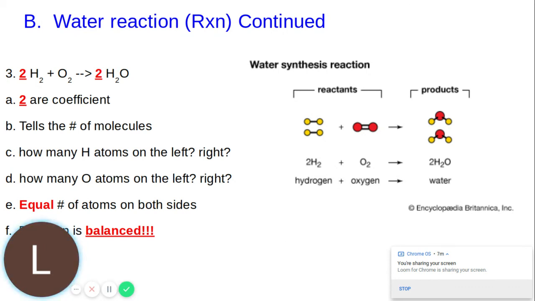So that is how water is made. Looking at it at a molecular level, we see the full balanced chemical equation for how water is made, taking the diatomic molecules, hydrogen and oxygen, adding them together to get water.